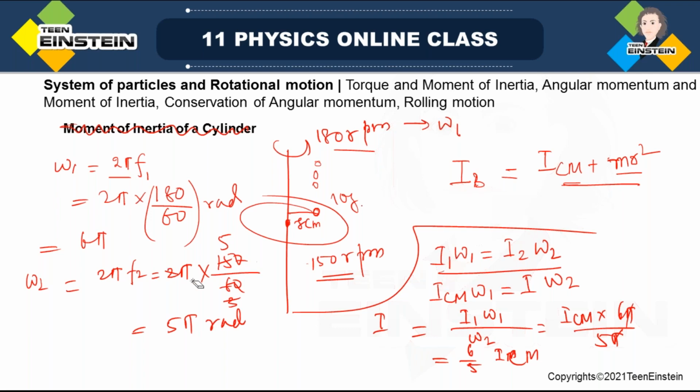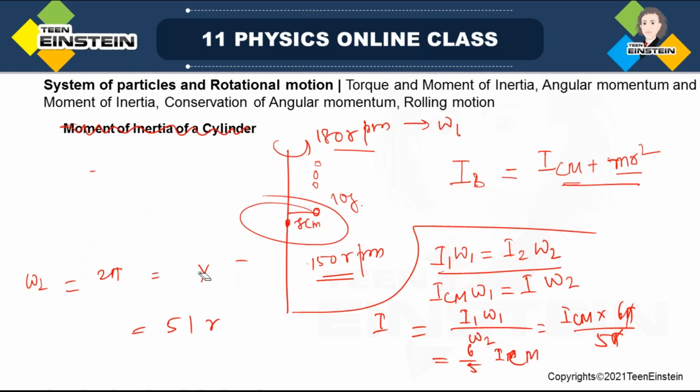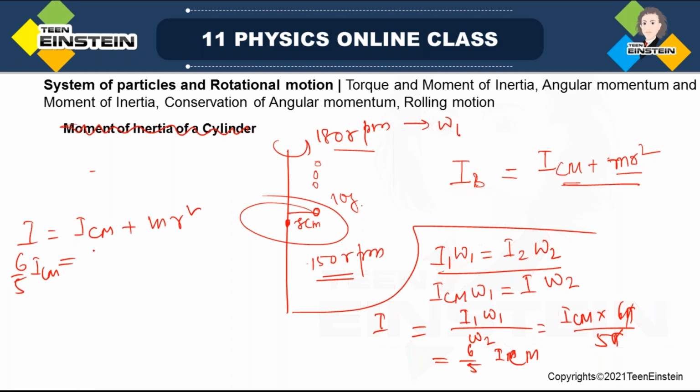Now if we put it here in the formula which we know from parallel axis theorem, according to parallel axis theorem we can find out I is equal to ICM plus m into r square. Let me write this: I is equal to 6 by 5 ICM, and this is another ICM, and here m is 10 gram, this is 10 to the power minus 3, into 8 into 10 to the power minus 2 whole square.